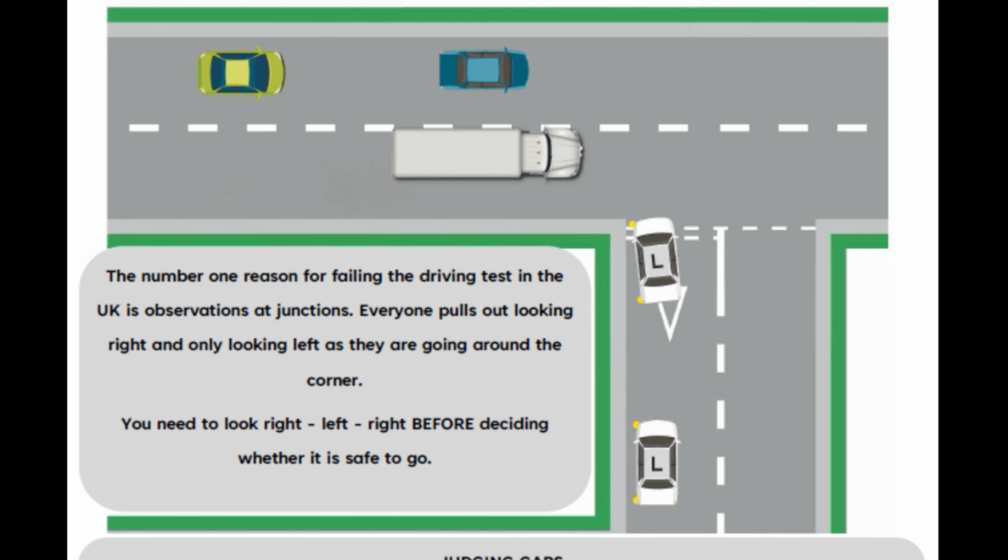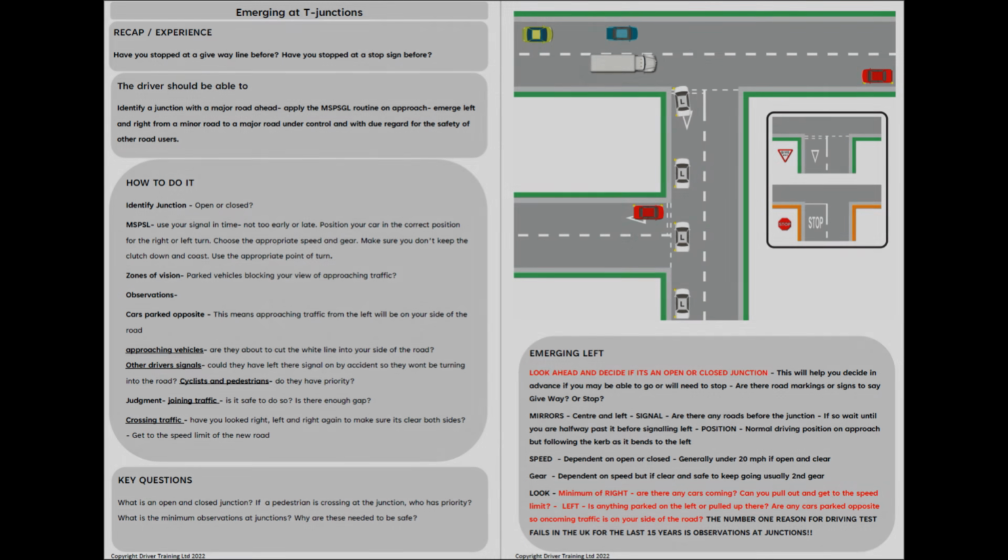Now, when we look, it has to be a minimum observation of right, left, and right. And on the DVSA website, Chris, this has been the number one reason for failing your driving test for at least the last 20 years, observation at junctions, and I'll explain why. So as we approach the junction, we want to look to the right. Are there any cars coming from the right? Do they have a signal on as if they're going to turn? Are they slowing down as well?